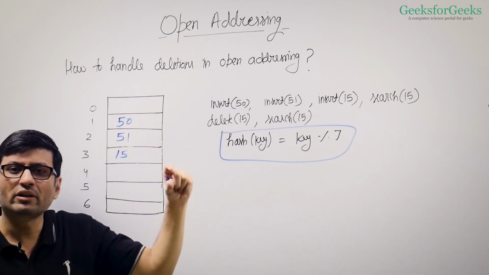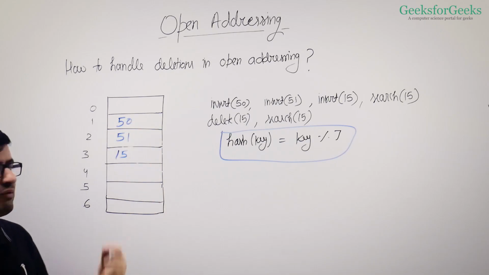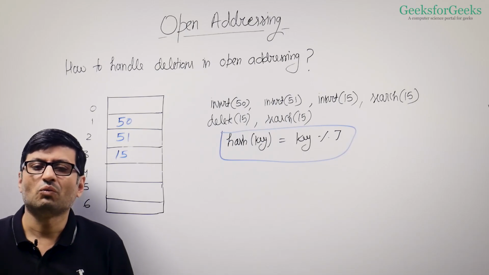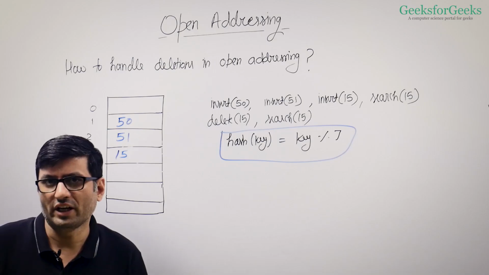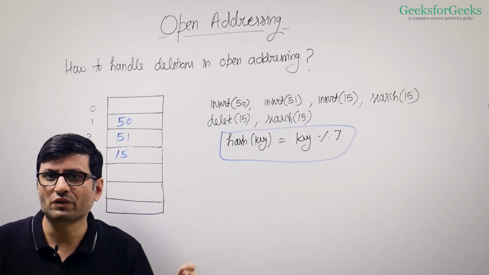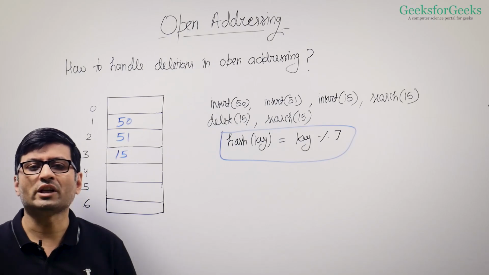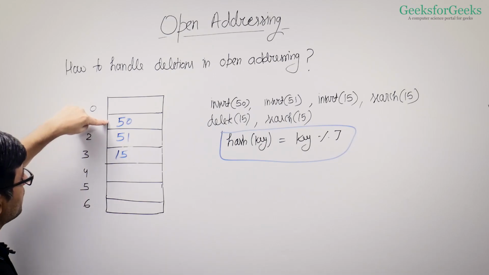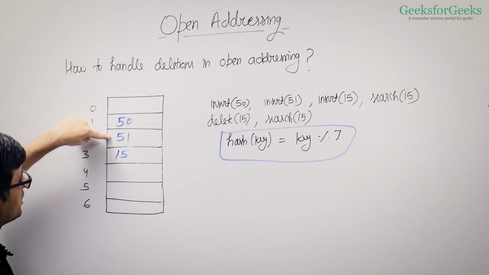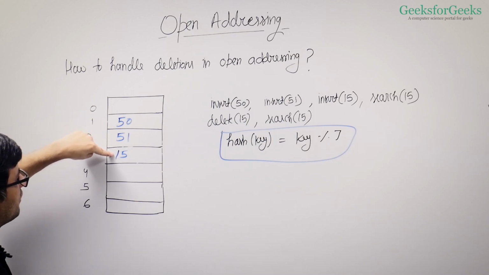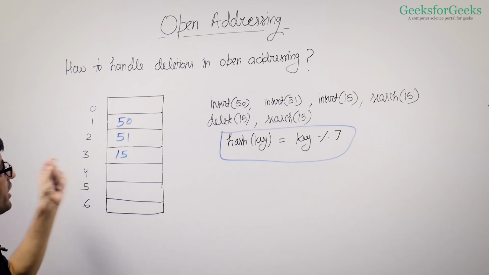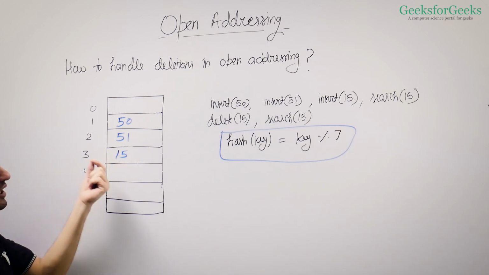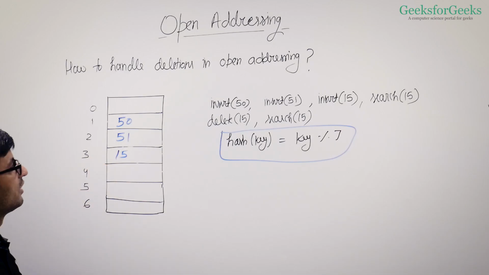You will again linearly search. And when will you stop your search? When you encounter 15, you found 15, or you encounter an empty slot, right? So you start from here, 50, you go to the next slot, this is not 15, you go to the next slot, you found 15. So you say, okay, I found 15, it's there, I stop my search and return true.